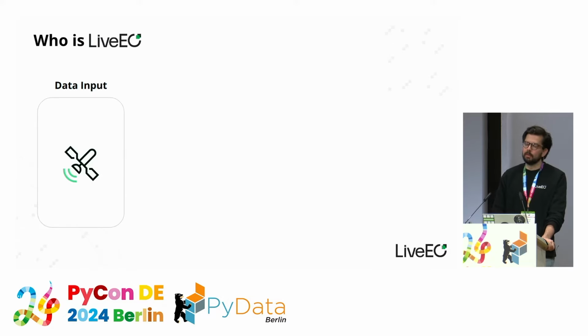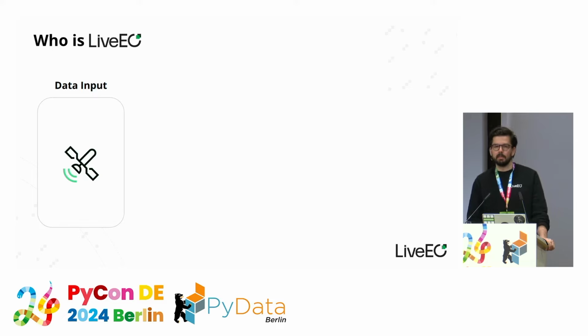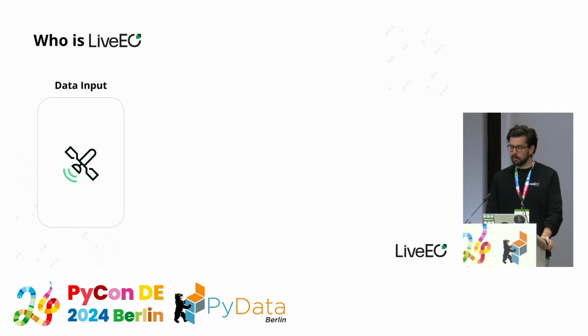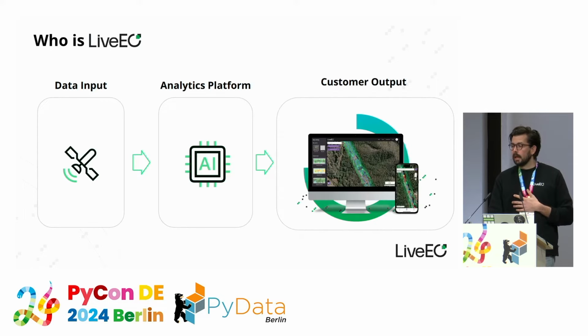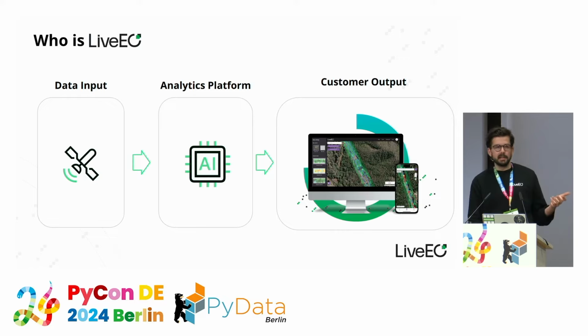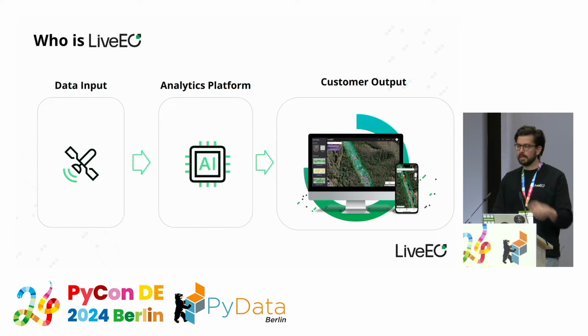Just a quick overview of who LiveEO are. LiveEO is a startup here in Berlin. We're an Earth observation company, as the name says, live Earth observation. And what we do is we take data, majorly satellite imagery. We process the data through our analytics platform, which includes a lot of machine learning. I myself am a machine learning engineer. And we translate this into some kind of actionable insights that our customers can use to solve their business problems.